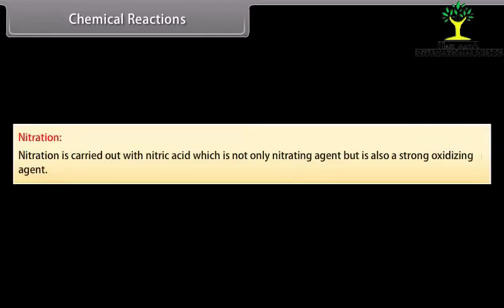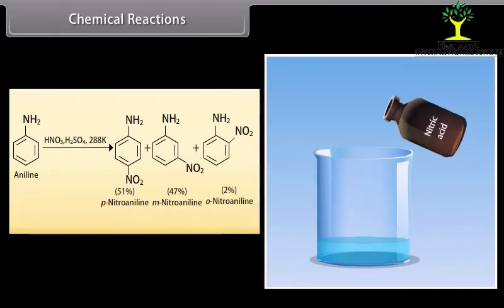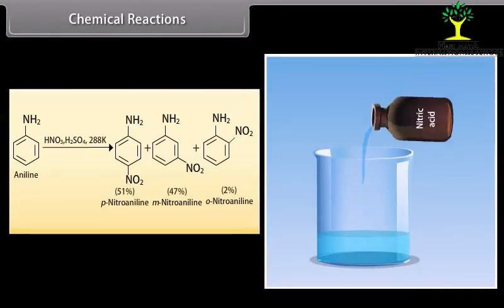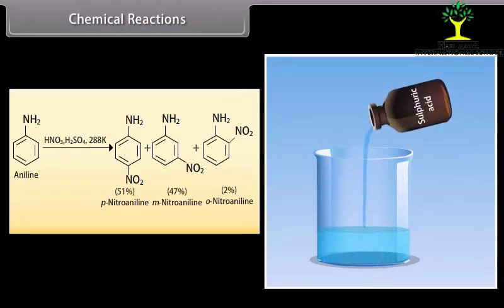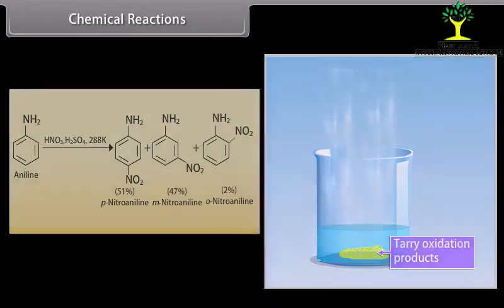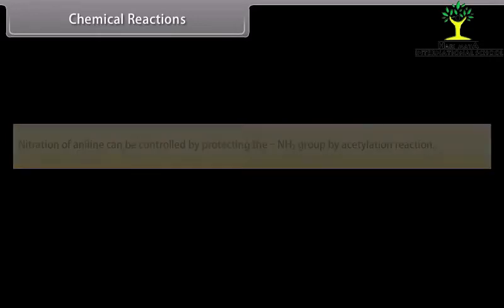Nitration. Nitration is carried out with nitric acid, which is not only a nitrating agent but also a strong oxidizing agent. Therefore, direct treatment of aniline with nitric acid leads to oxidation of the highly activated benzene ring, resulting in the formation of complex tarry oxidation products. Nitration of aniline can be controlled by protecting the NH2 group by the acetylation reaction.